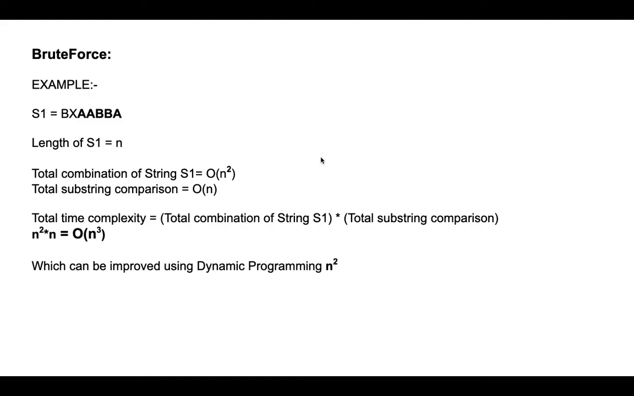So the total time complexity to find the longest palindromic substring this way would be the time complexity to find all the combinations of string S1 times the time complexity of the substring comparison. So the total time complexity would be order of n raised to the power 3, and this is a very high time complexity, which can be reduced to n raised to the power 2 by using dynamic programming. Before jumping directly to dynamic programming, I would like to discuss how we have to implement dynamic programming to find the longest palindromic substring.